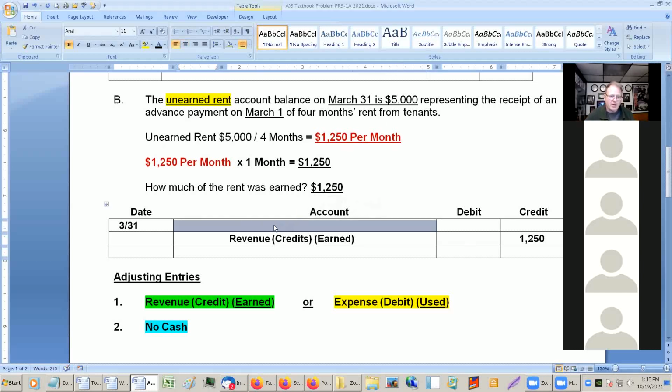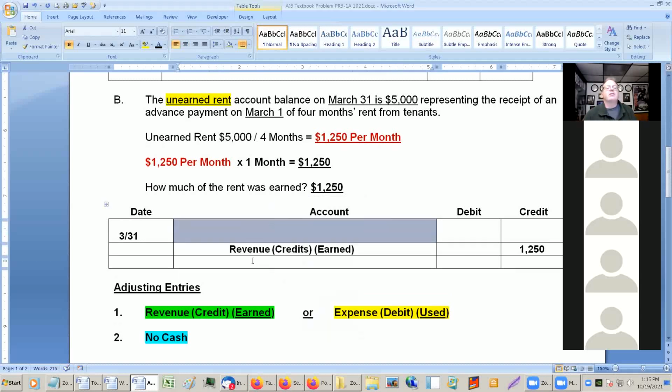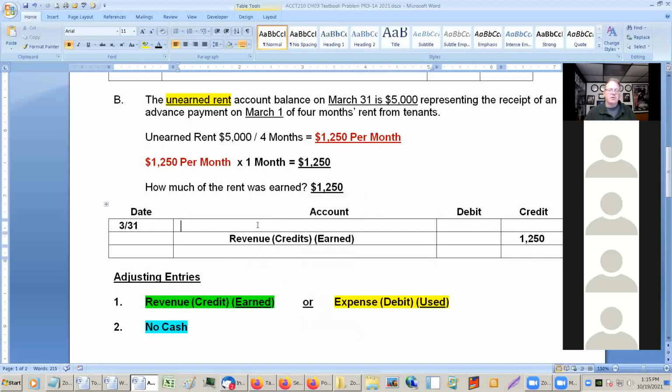This one, and you may want to merge these cells. You don't have to. I didn't do the formatting very well on this one. Okay, and what's going to be on the other side? It's not cash. We've already got the cash. They gave us 5,000 on March 1st. Expense. Nope. It's going to be one or the other.